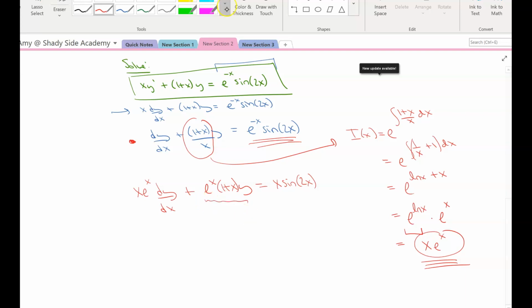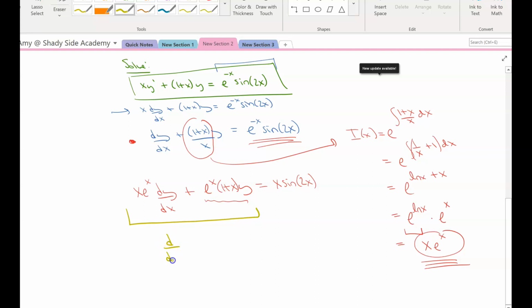But the point of solving in this manner is that when you multiply a linear first order DiffyQ that's in standard form by I of x, what always happens is that the left-hand side ends up being the derivative of a product.